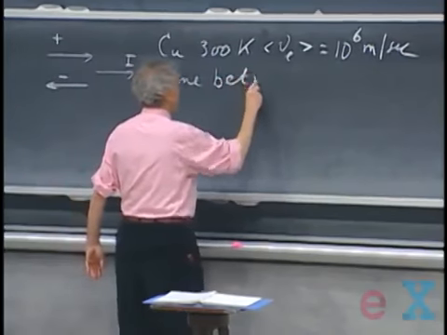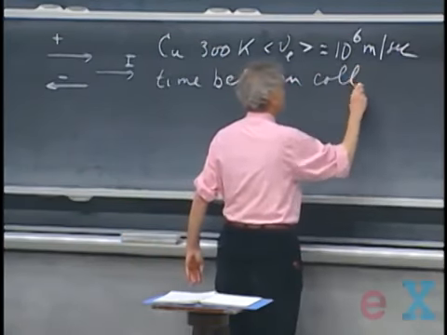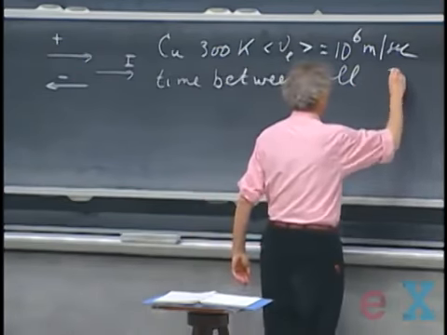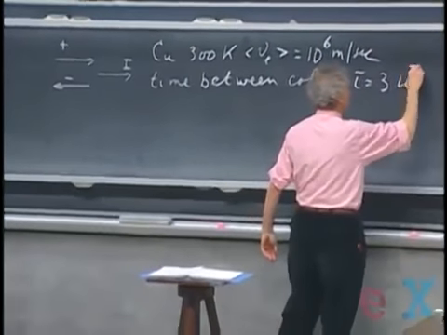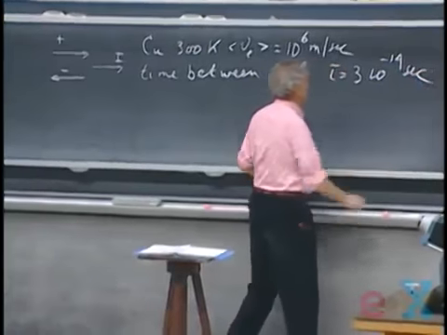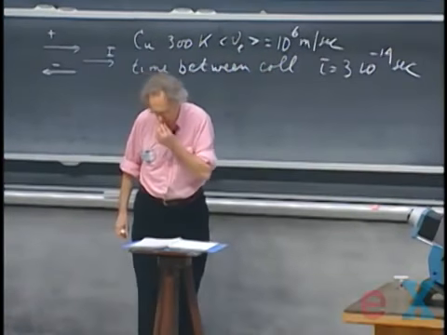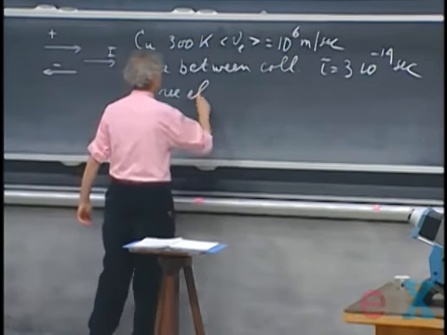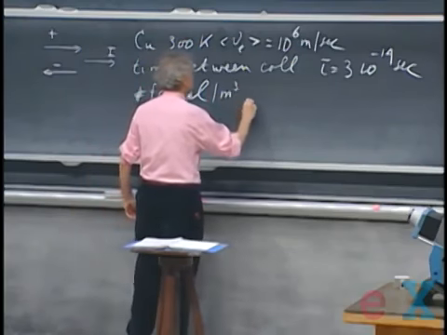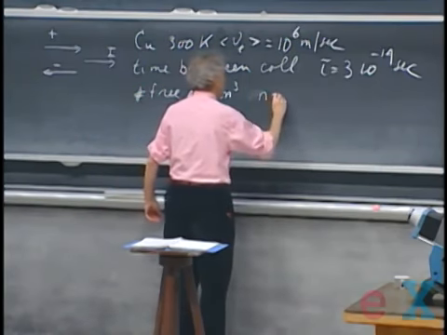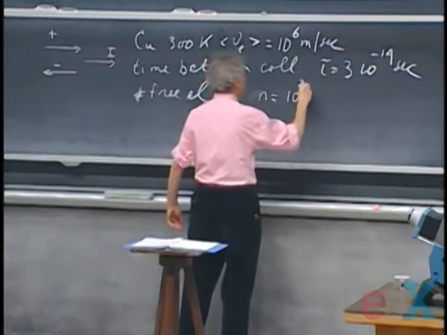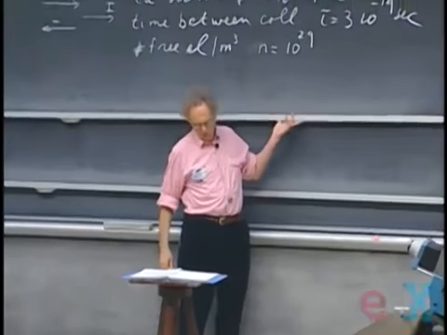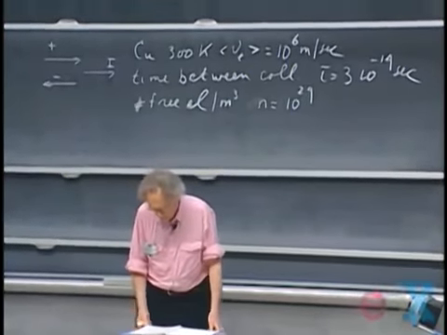The time between collisions, and this is a collision of the free electron with the atoms, I call it tau, is about 3 × 10⁻¹⁴ seconds. No surprise, because the speed is enormously high. And the number of free electrons in copper per cubic meter, I call that number n, is about 10²⁹. There's about 1 free electron for every atom. So you get 10²⁹ free electrons per cubic meter.